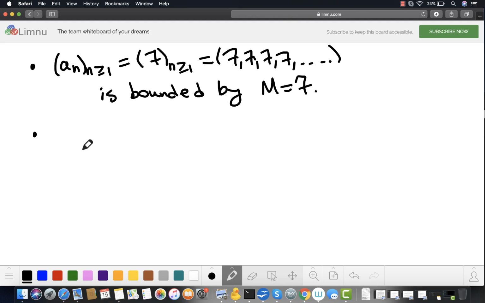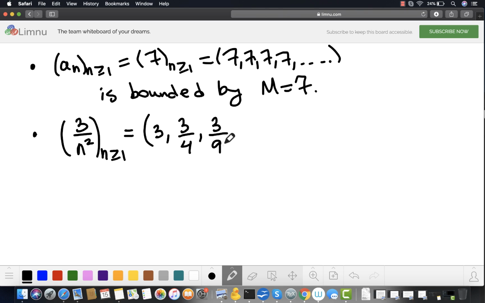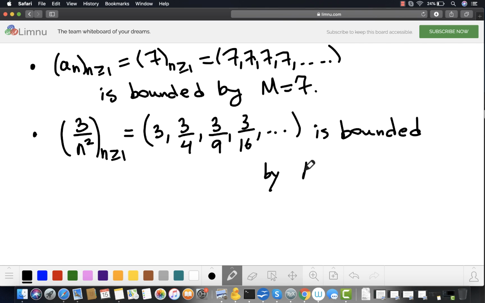So here's another sequence. Say 3 divided by n squared, n starting at 1. Okay, so what is this? So the first term of the sequence is when you plug in n equals 1, we get 3 divided by 1 squared, and that's just 3. Then we get 3 divided by 2 squared, so 3 over 4. Then 3 over 9, 3 over 16, and so on. This is a bounded sequence, and we need to figure out the biggest value we can get in absolute value, and that's 3, because 3 is the first term, and everything else is smaller than 3, so it's bounded by M equals 3.